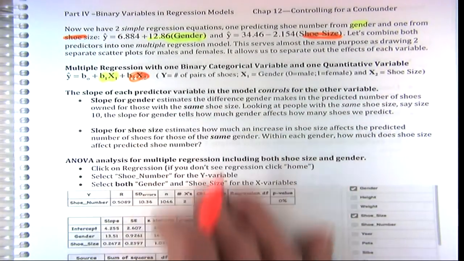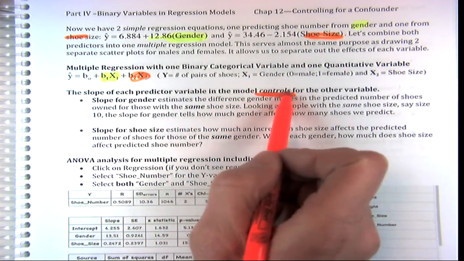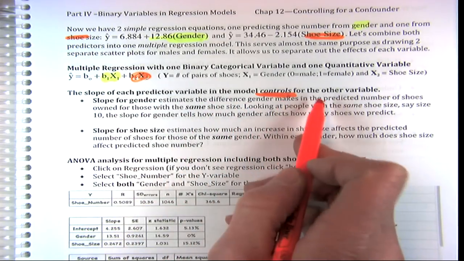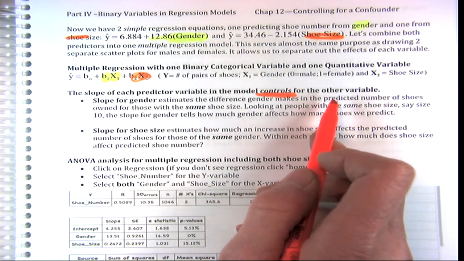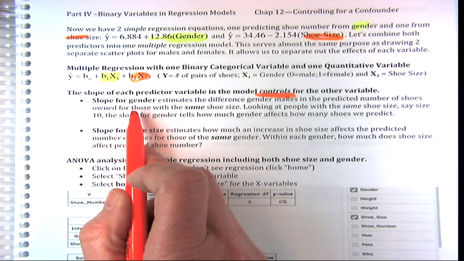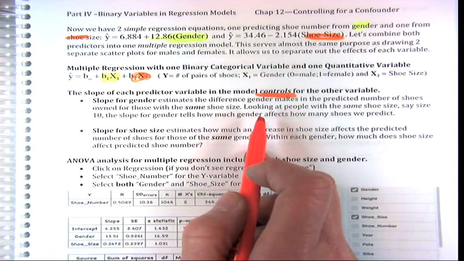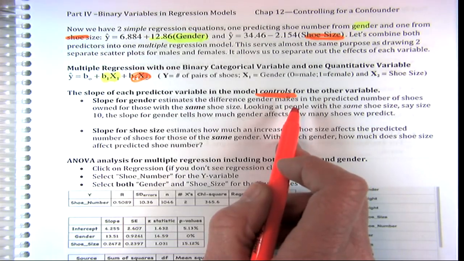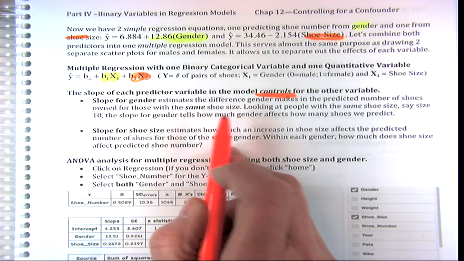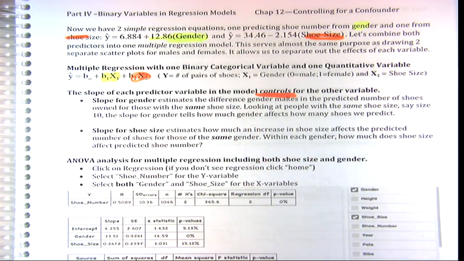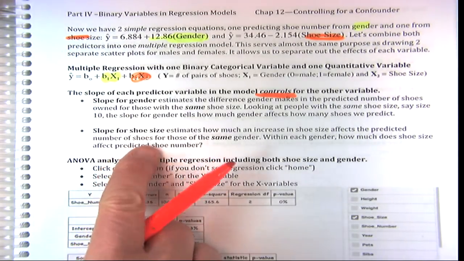And the idea is, another use of the word control, the slope of each predictor in the model controls for the other variable. So what does the slope for gender do? It estimates the difference gender makes in how many pairs of shoes people have for those with the same shoe size. So it's comparing, like I wear a size 10, so me and women who wear size 10 compared to males who wear a size 10. What difference does being a female have? Controlling for the same shoe size.